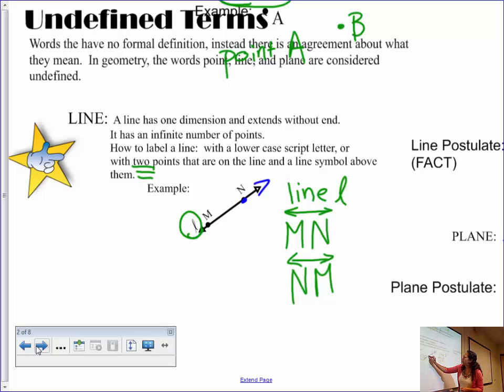Let's say I put another point on here. We'll call it point P. Now let's introduce a few other ways that I could name this line. I'm just going to say them out loud. You can write them down if you want to.